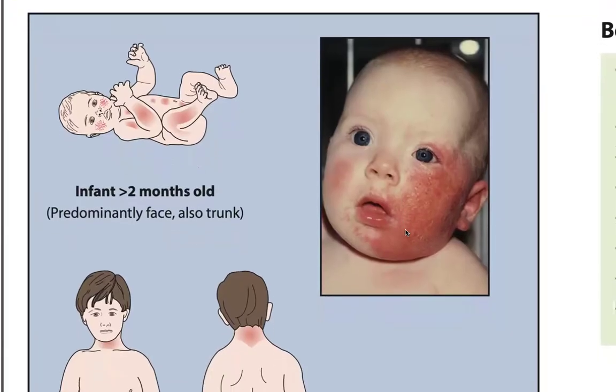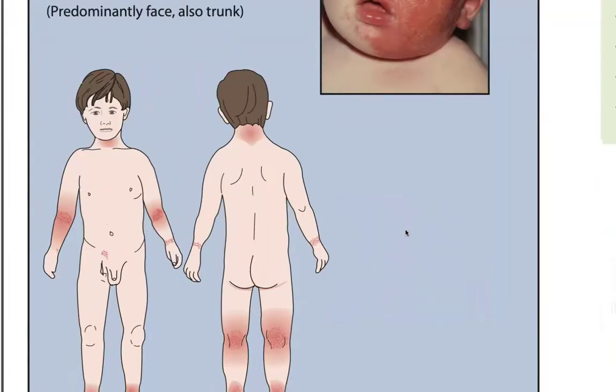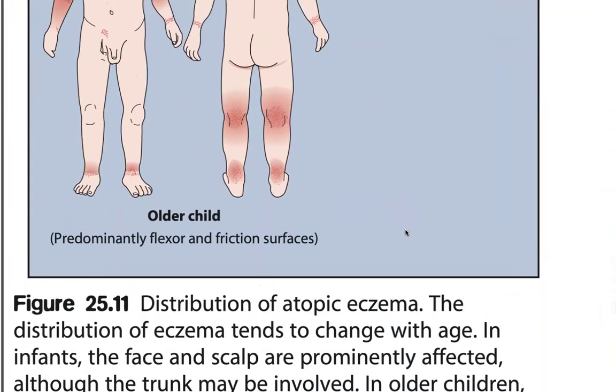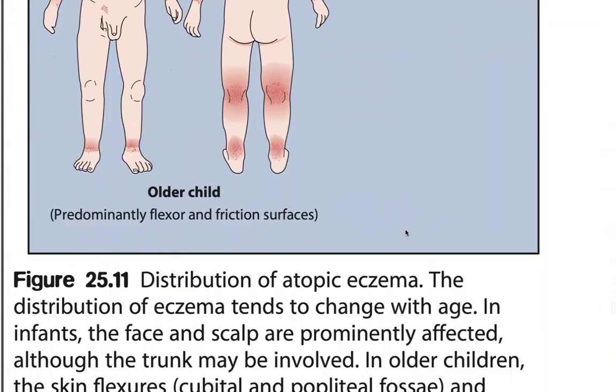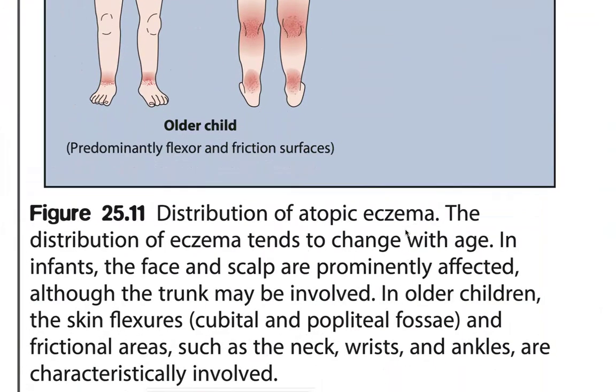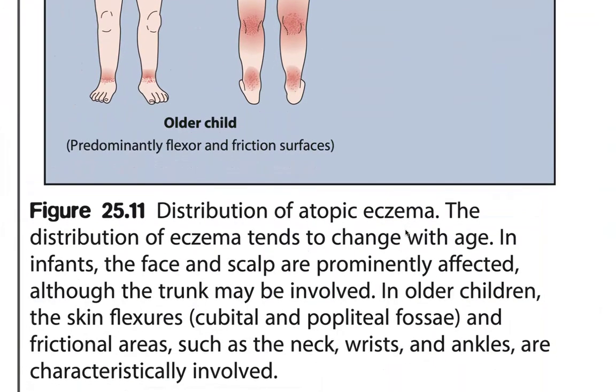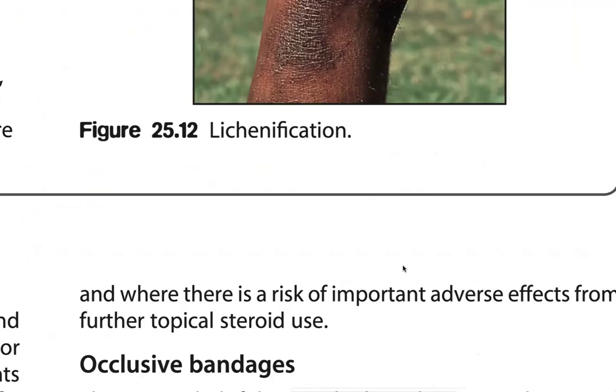Eczema in an infant more than 2 months old affects the face and also the trunk, and in an older child, with reflection, infection, the distribution of eczema tends to change with age. In infants, the face and scalp are prominently affected, although the trunk may be involved. In older children, skin flexures, particularly the popliteal fossa, and areas such as the neck, wrists, and ankles are characteristically involved.